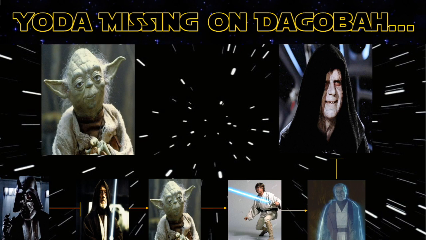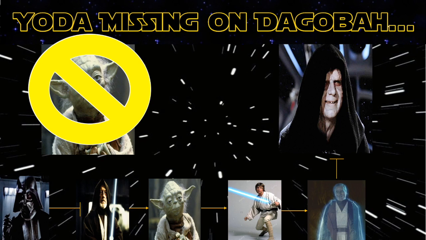So what happens if Yoda goes missing on Dagobah? In this alternate timeline, without the teachings of Yoda, Luke never goes on to become a Jedi Knight. Totally unprepared, he's unable to redeem Anakin. As a result, the Emperor goes on to rule the galaxy.